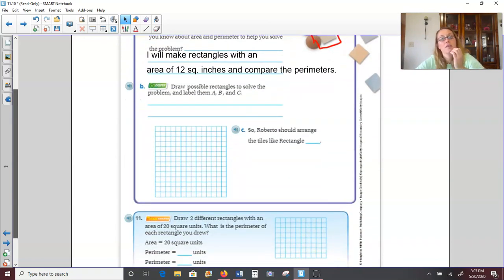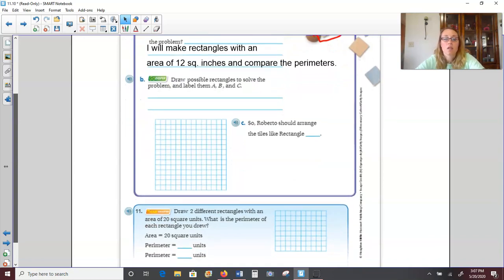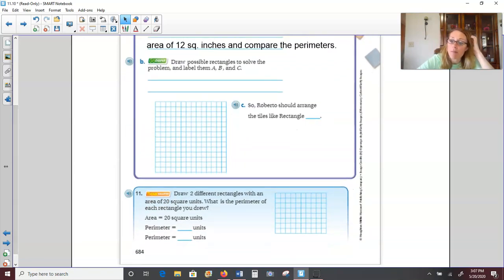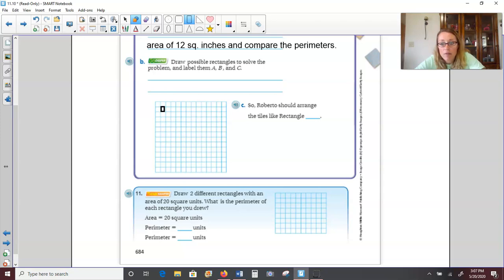So we need to draw some possible rectangles to solve the problem and label them A, B, and C. So they want us to draw 3 rectangles. So first one here, I'm going to just make a very long, skinny rectangle, right? It's going to cover 12 units. So 2, 4, 6, 8, 10, 12. I'll tell you what, these squares on this grid are so small.